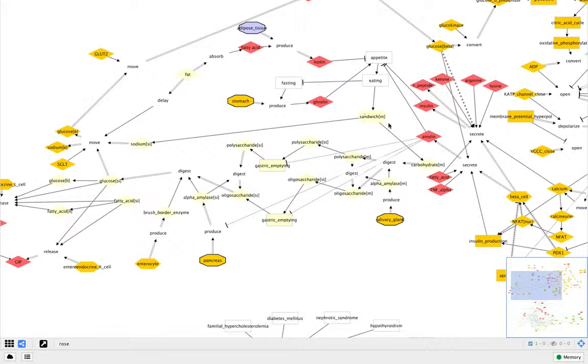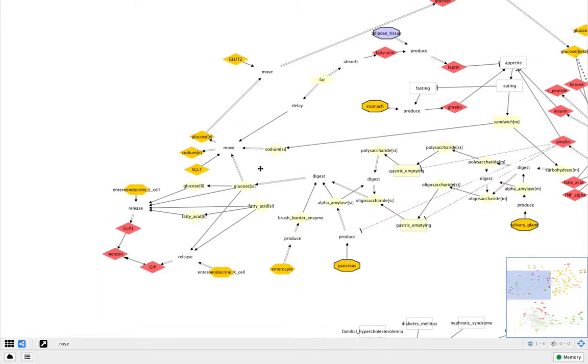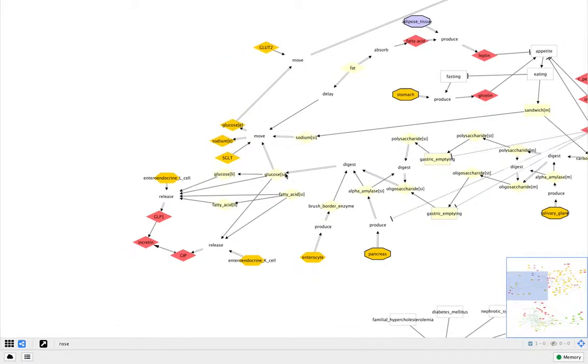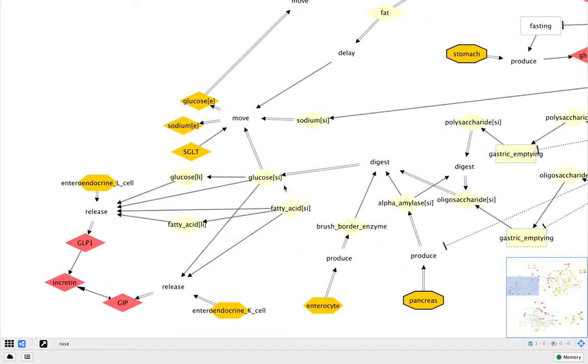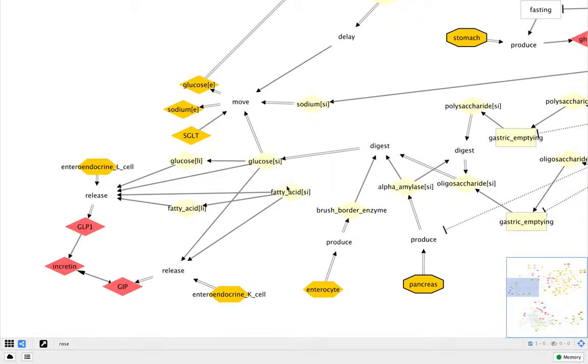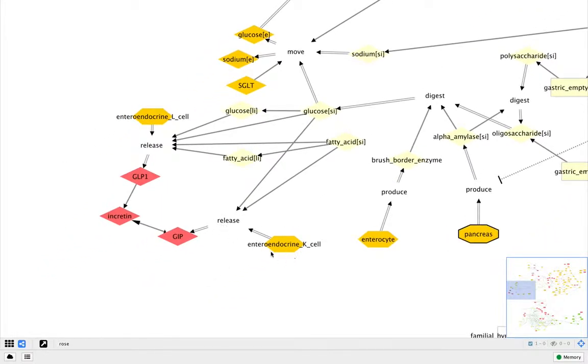When we eat a sandwich, this sandwich is digested, and in our small intestine a lot of glucose will be present. This glucose and fatty acid trigger the release of incretin by enteroendocrine cells, which are located predominantly in the duodenum.